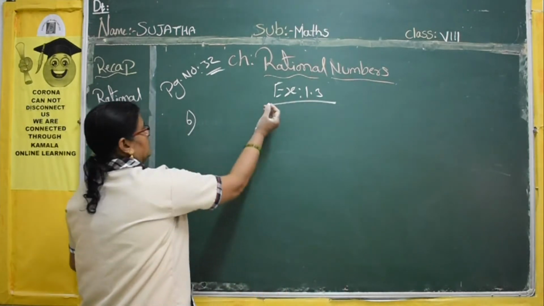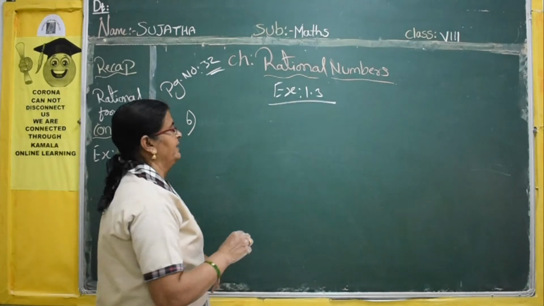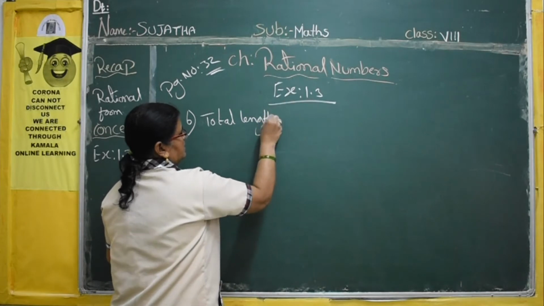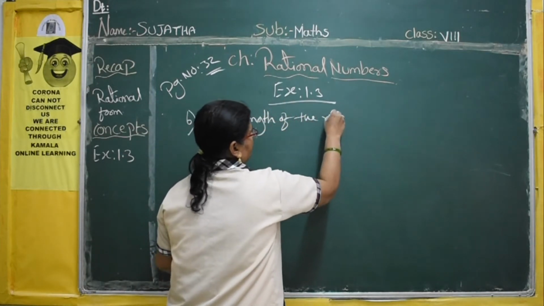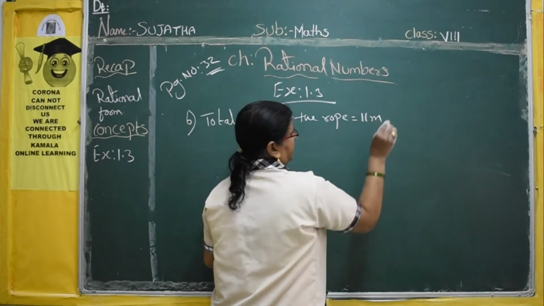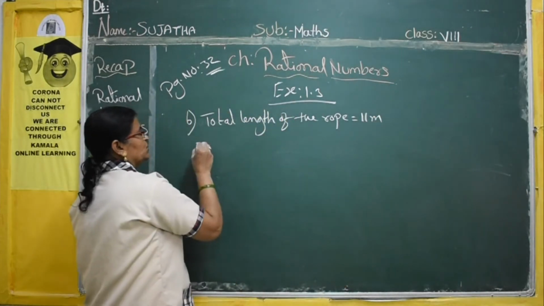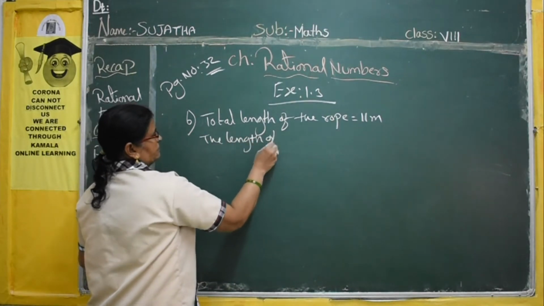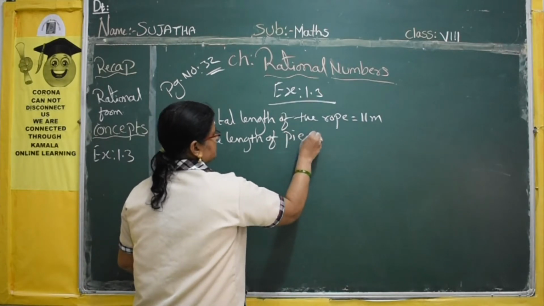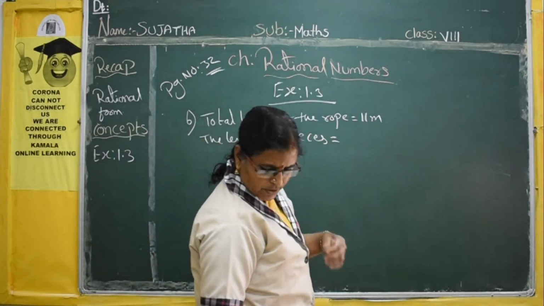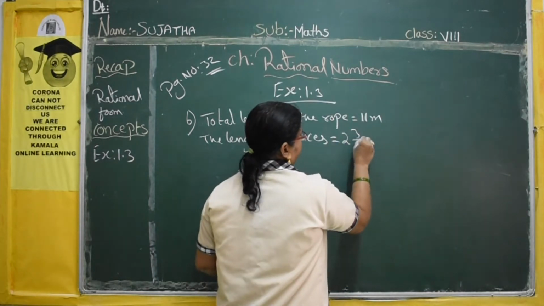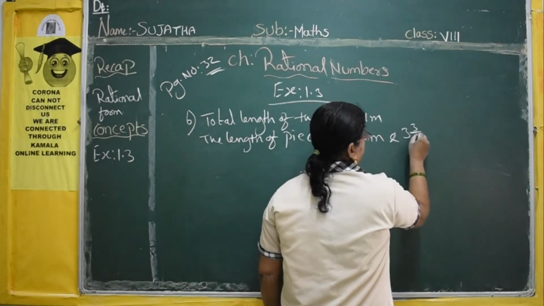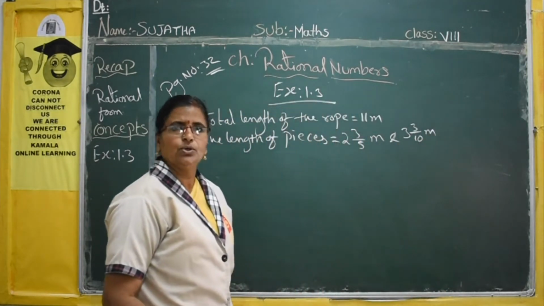So, first step, what is given, that we have to write first. Total length of the rope, how much is given? 11 meters. The length of two pieces, how much are given now? 2 3 by 5 meters and 3 3 by 10 meters. This is the length of two pieces.